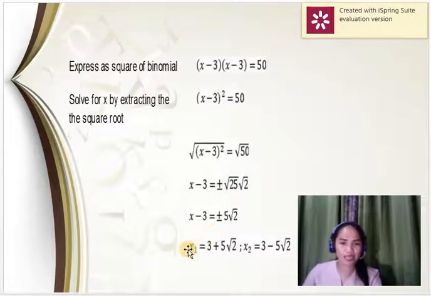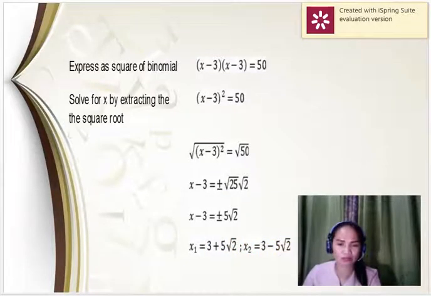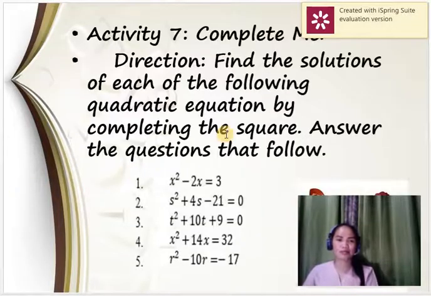Then x sub 1 is equal to 3 plus 5 square root of 2. X sub 2 is 3 minus 5 square root of 2. We have two real solutions for this. Okay? So there you go.